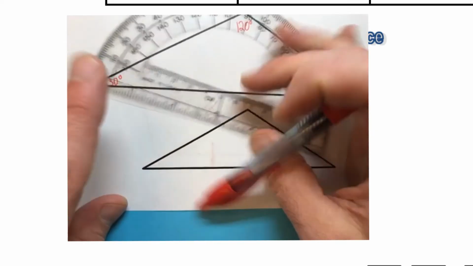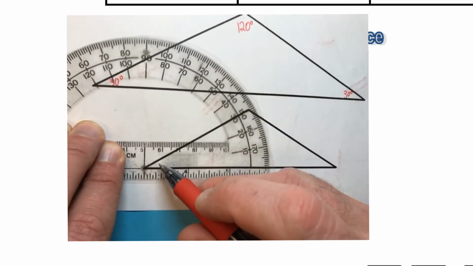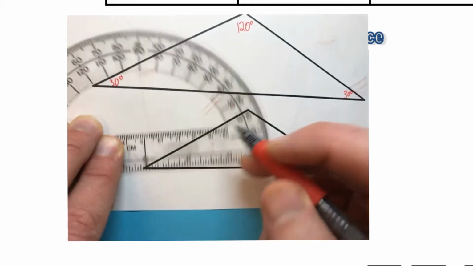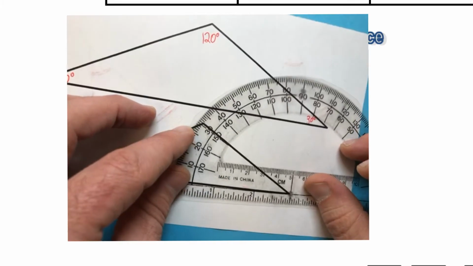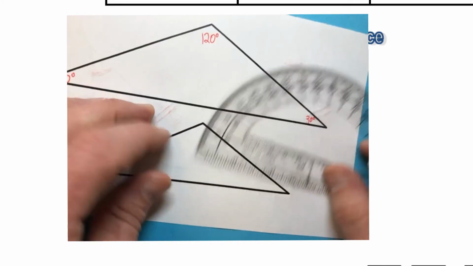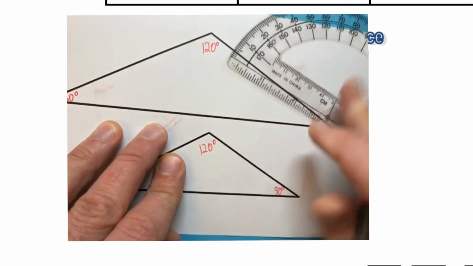Okay, down here, how big is this angle right here? 30. You see, same thing. It's 30 degrees. Okay, measure this one over here. Same thing. You can see that angle's 30 degrees. And I mean, this is going to have to be 120 degrees.